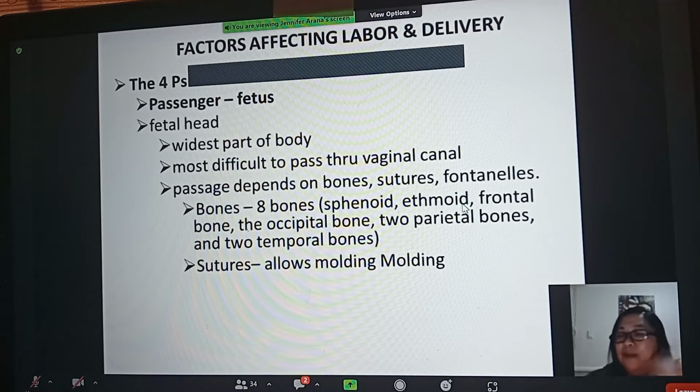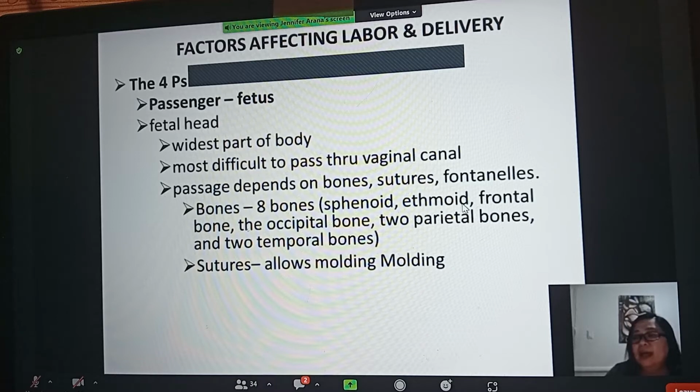Another P in the 4 P's of labor is the passenger. The passenger that passes through the pelvis is the fetus. Usually, the most common position of the fetus is that the first part to come out of the birth canal is the fetal head. The problem is the fetal head is the widest part of the body, so it makes it most difficult. It is the part of the body of the infant or the fetus which has more difficulty in passing through the vaginal canal because it is the widest part of the body.